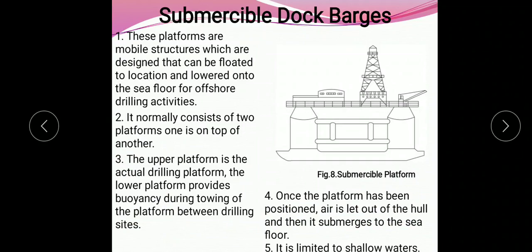So it normally consists of two platforms. This is a platform which is under the water, and this is the second platform, that is the working platform. The upper platform is the actual drilling platform. The lower platform provides buoyancy during towing of the platform between drilling sites. Once the platform has been positioned, air is let out of the hull and then it submerges to the sea floor. But such type of dock barges is limited to shallow waters only, means with less water depth.